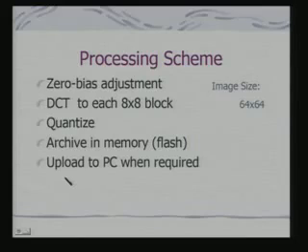So therefore, if we now summarize, if we now remember the task graph, what are the different steps involved in a task graph? Zero bias adjustment, DCT, quantization and entropy coding, archiving in memory, and uploading to PC when required. These are the basic steps or the nodes in your task graph.